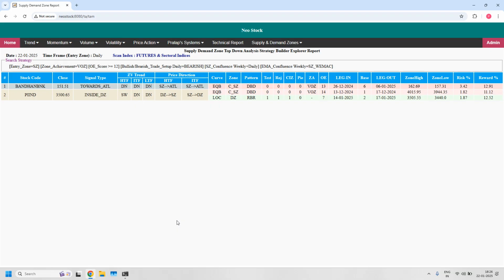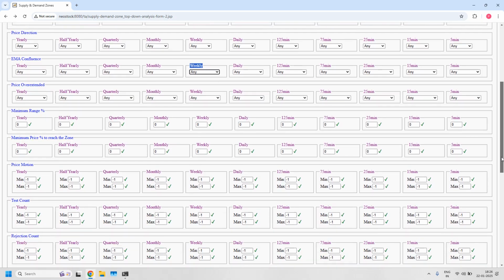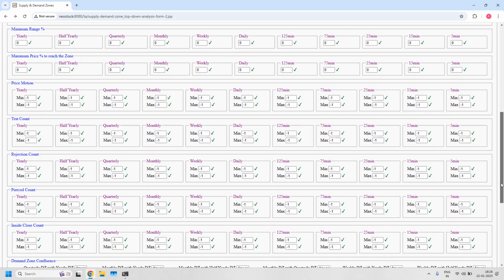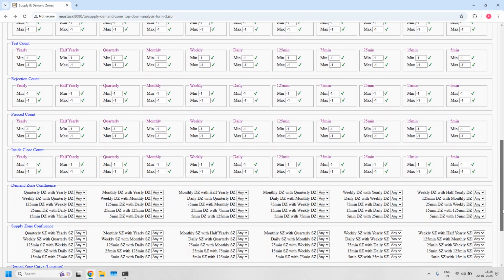Next, let us look for LTF, ITF, HTF zone confluence. I am removing this ITF specific EMA filter. Now we should focus on HTF specific. So in the supply zone confluence, we should set 3 filters.